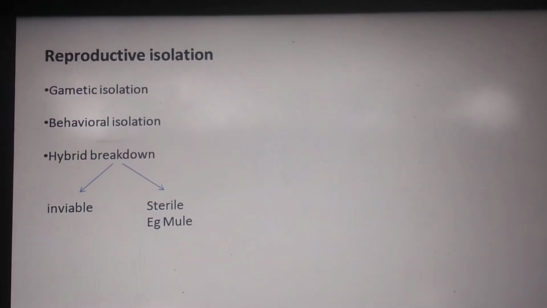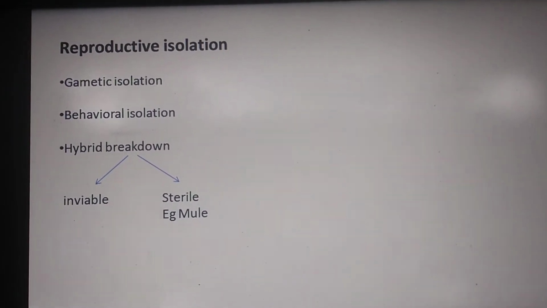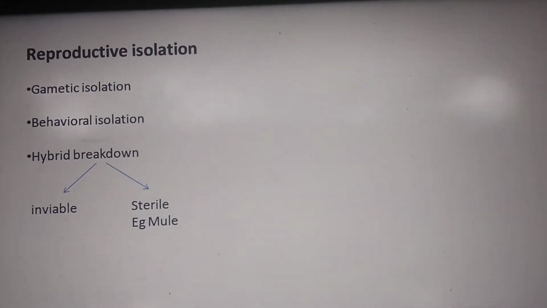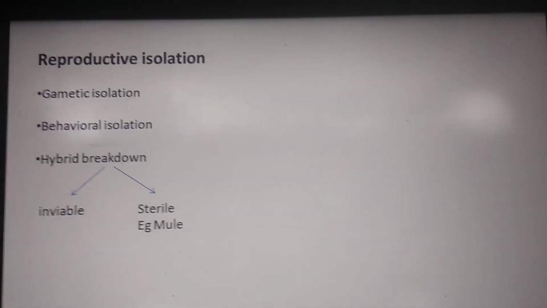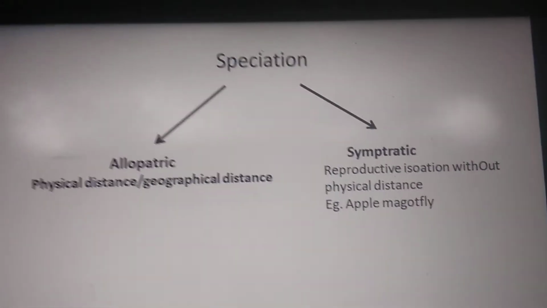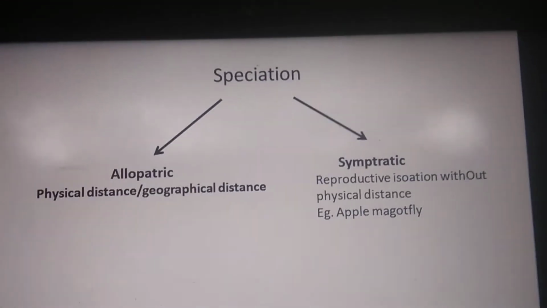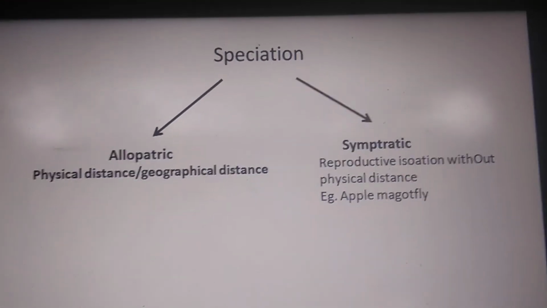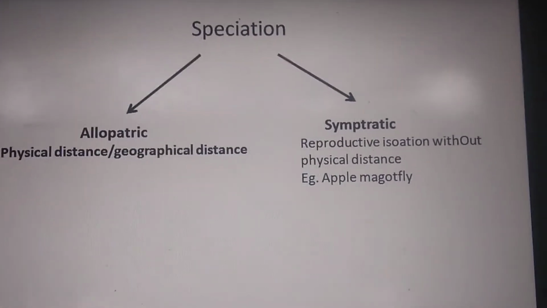These are the reasons of reproductive isolation of a species. This is the reason why a species cannot mate with other species. But if we want to know why the species or how different species are formed, the reason behind speciation is basically of two types: allopatric and sympatric.